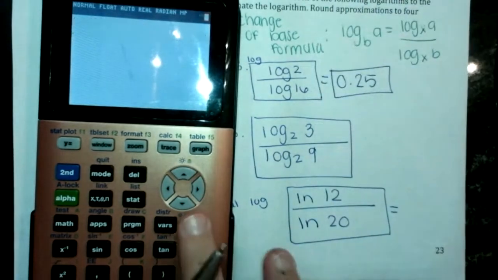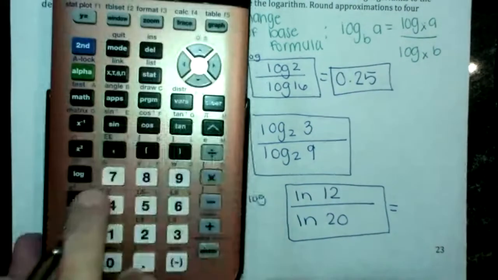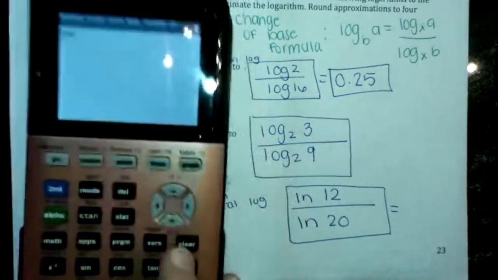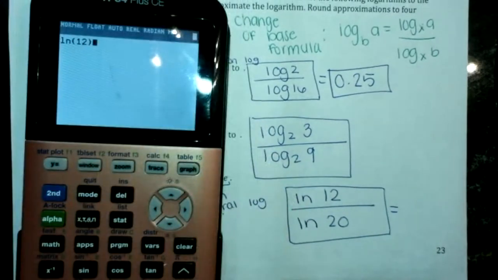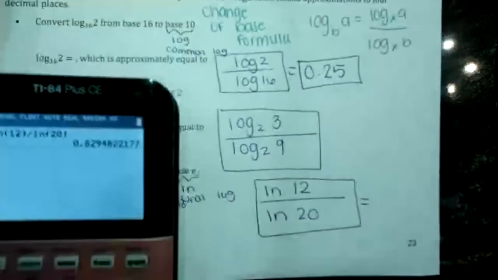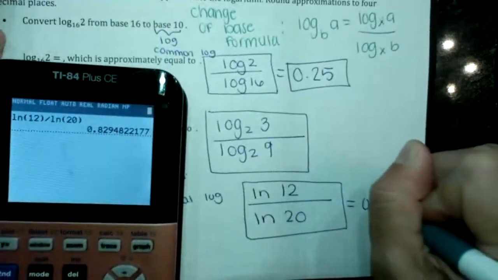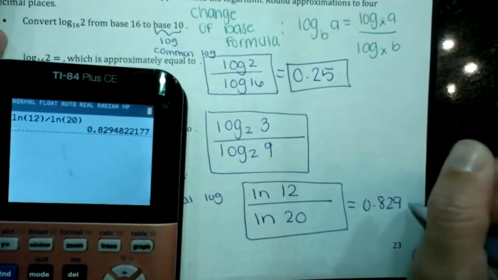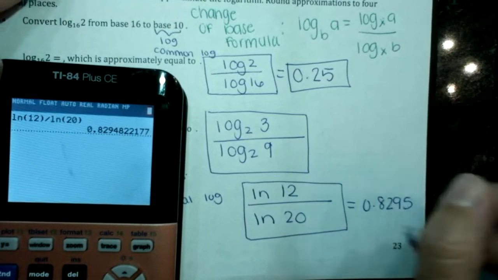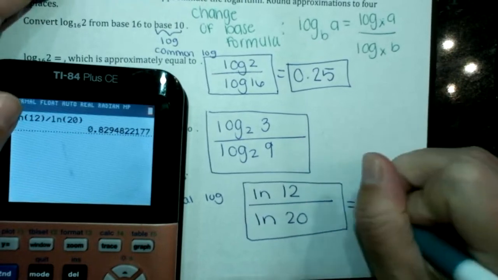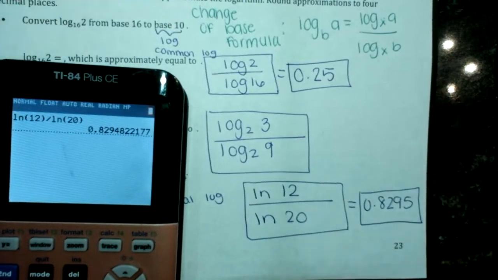Let's go to this natural log down here. So using our natural log button right here, natural log of 12, closing my parentheses, all we're taking the natural log of up top, divided by the natural log of 20, which will give us, it says round to 4 decimal places, so 0.829, and that 48 is going to round up to a 5, so 0.8295.